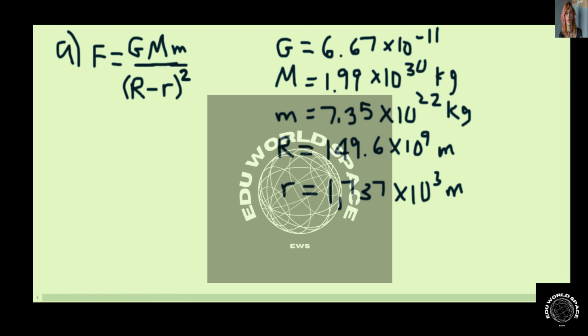And so 6.67 times 10 to the negative 11th power times 1.99 times 10 to the 30th power times 7.35 times 10 to the 22nd power, all of that divided by the quantity 149.6 times 10 to the 9th power minus 1,737 times 10 to the third power, squared.